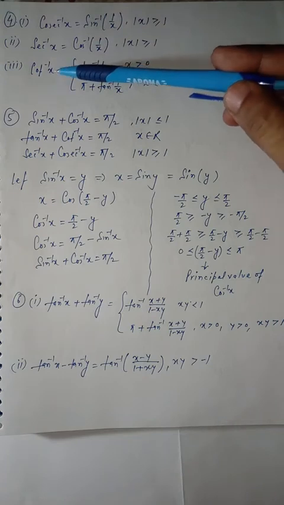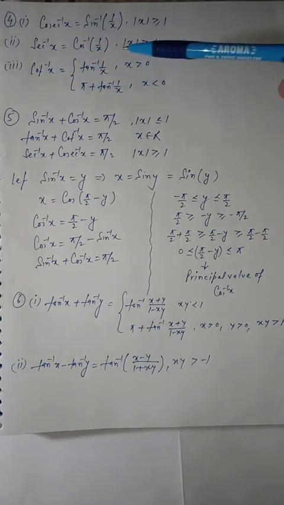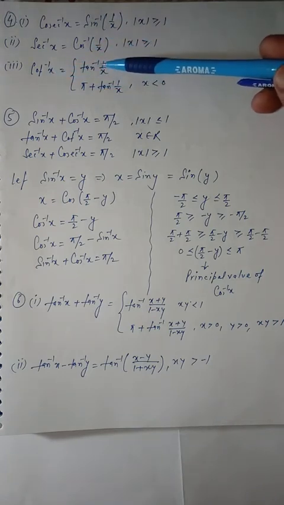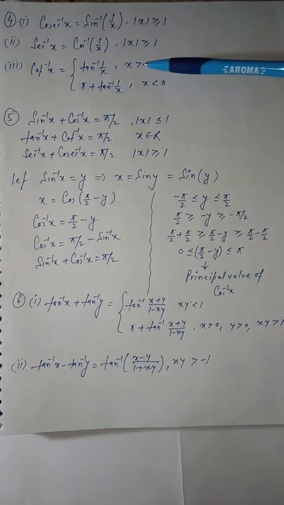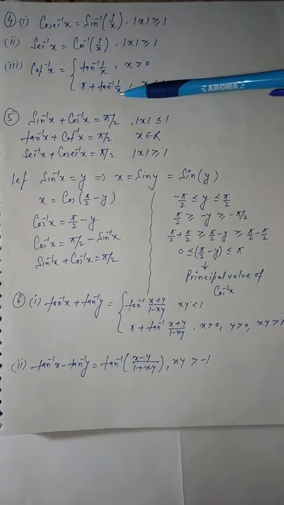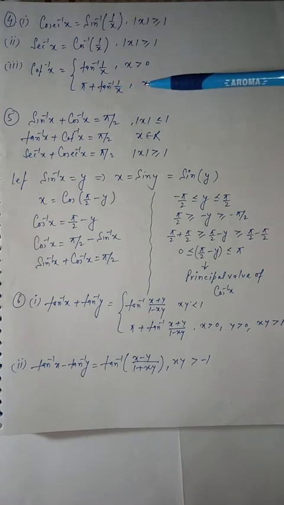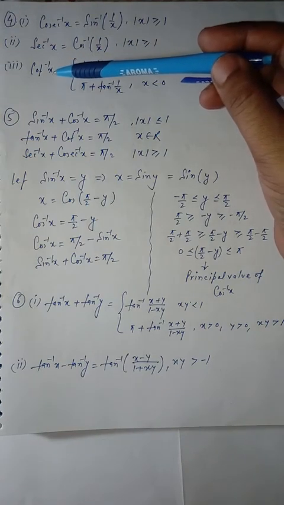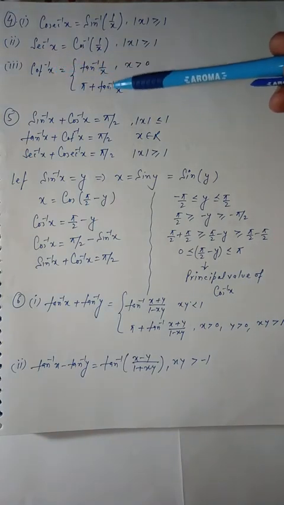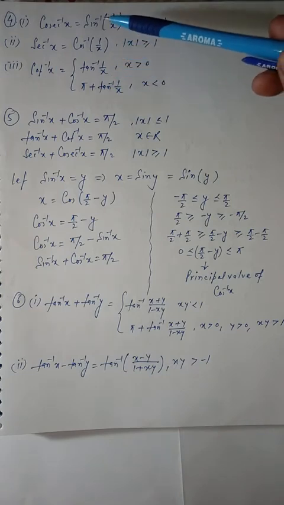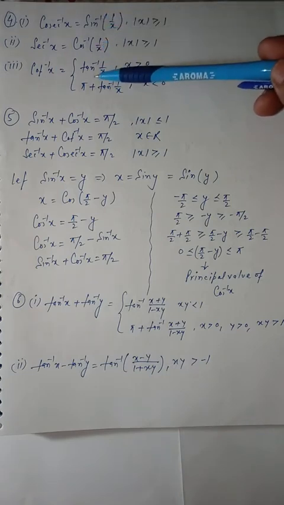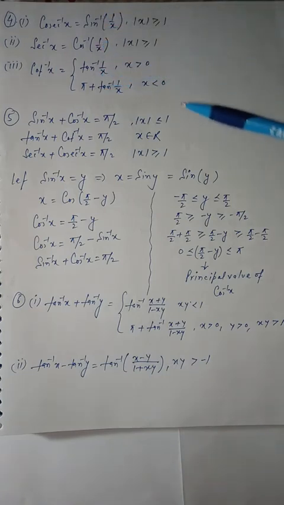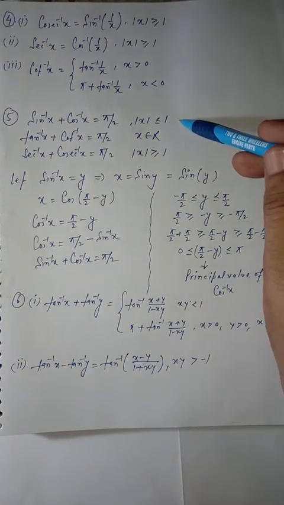You must remember, in case of cot, there are two conditions. It will be 1 upon tan inverse x when x is positive. Otherwise, when x is negative, you have to add pi. These are important points, because in questions you have to be careful about the angle, like when it is negative, and change it accordingly. There is no problem in case of cosec and sec, but in case of cot you must remember this.